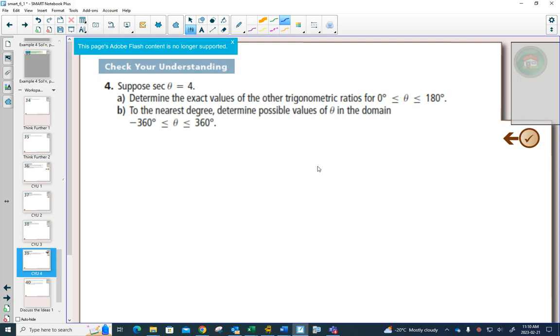Suppose secant theta equals 4. Determine the exact values for the other trig ratios from 0 degrees to 180 degrees. So this is the first question. We're dealing with a reciprocal trig function.